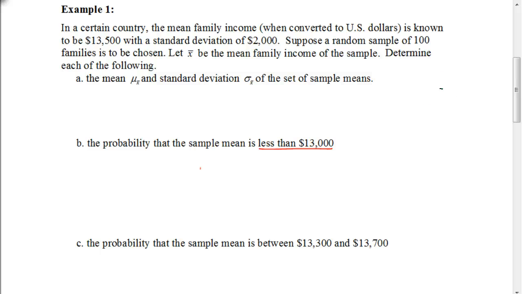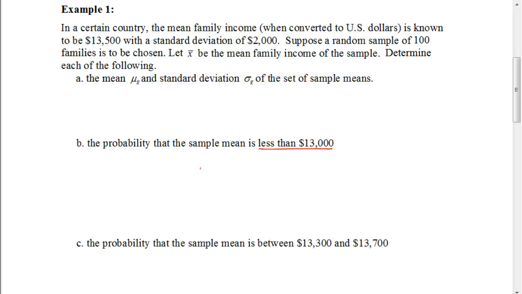So here it says, in a certain country, the mean family income when converted to US dollars is known to be $13,500 with a standard deviation of $2,000. Suppose a random sample of 100 families is to be chosen. Let X bar be the mean family income of the sample. Determine each of the following. So we want to find the mean and standard deviation of the sample means.